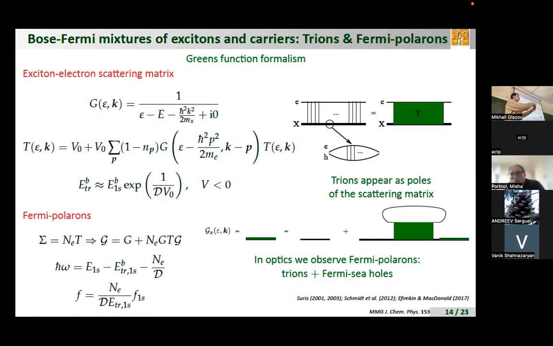If you calculate all the matrix elements, you do not need to think about all the details. What you need to do is just properly count the filled states in the Fermi sea, or properly count the possible states for the hole, and then you arrive at this electron density factor. If the Fermi energy becomes comparable to the trion binding energy, then the situation becomes more complicated.